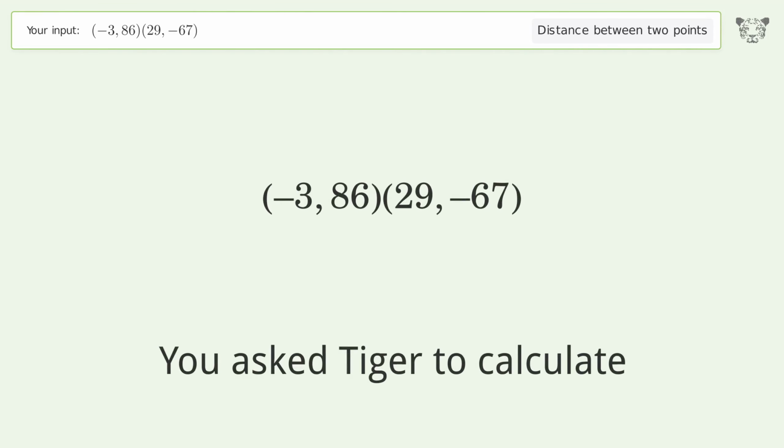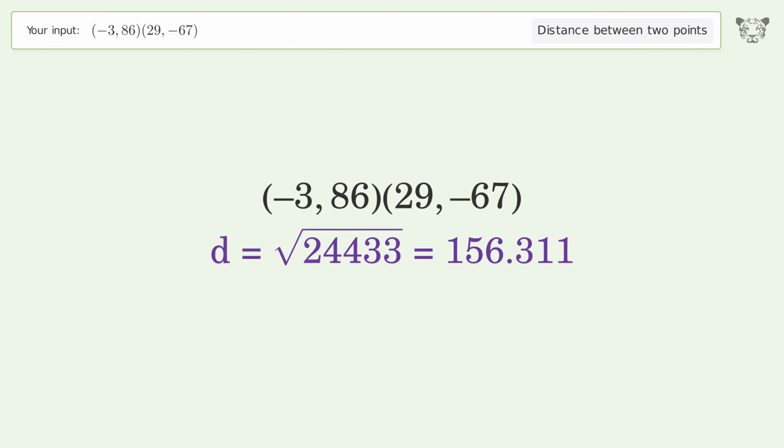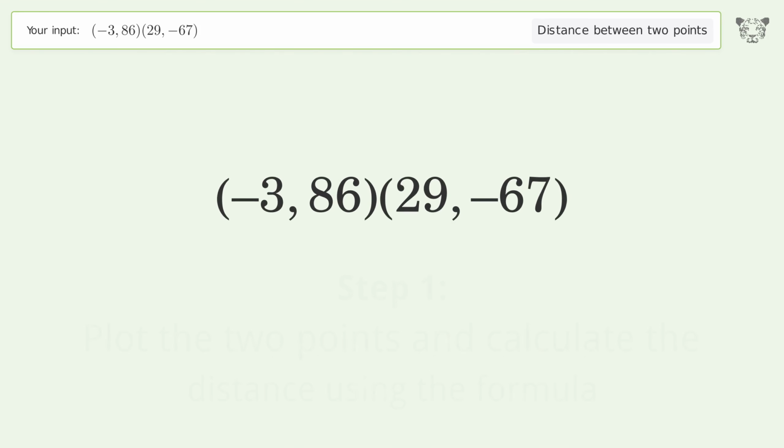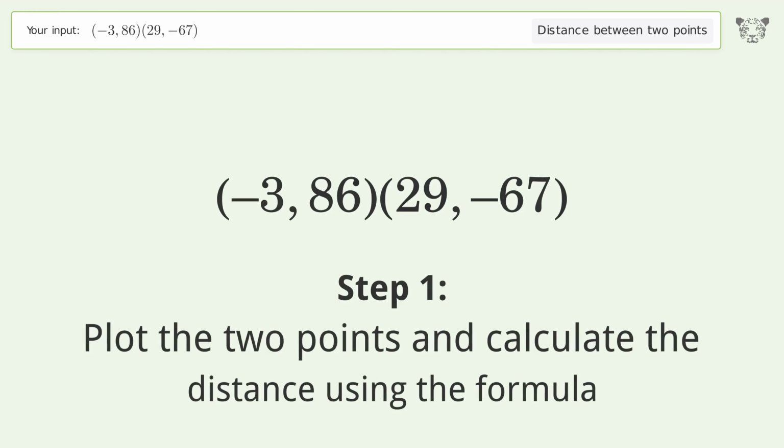You ask Tiger to calculate. This deals with the distance between 2 points. The distance between the 2 points is the square root of 24,433, or 156.311. Let's solve it step by step. Plot the 2 points and calculate the distance using the formula.